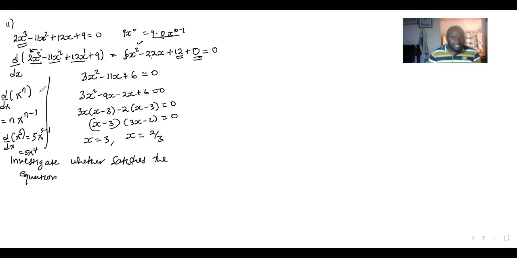So let us investigate. Put 3 in this equation and we see what we get. Does it give us 0? If yes, then 3 is repeated. If not, then 3 is not repeated. Then you investigate the second one. If the second one gives us a 0, it means 2 over 3 is the one that is repeated. So that is why I wanted you to get to know this technique, to investigate which exact factor is repeated.